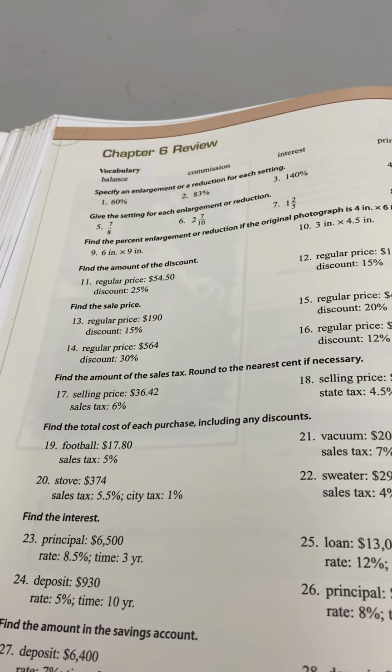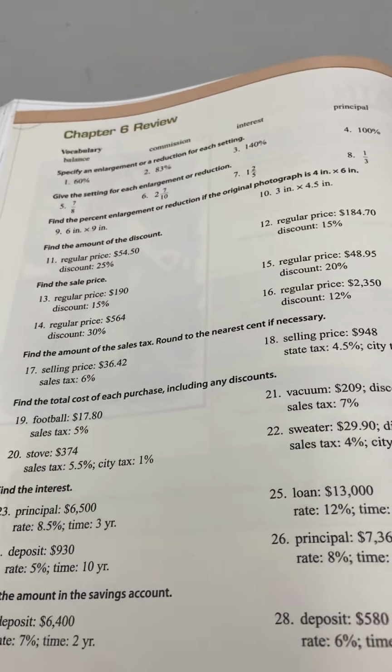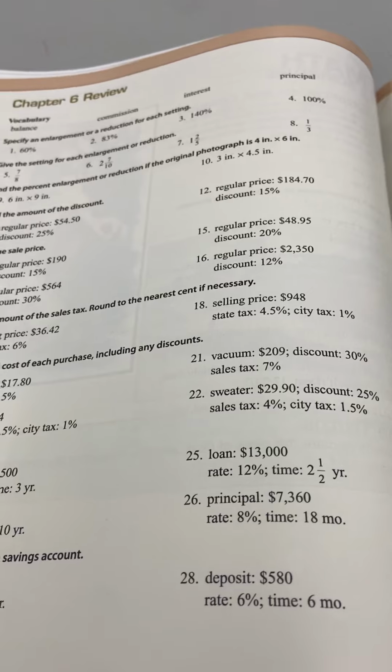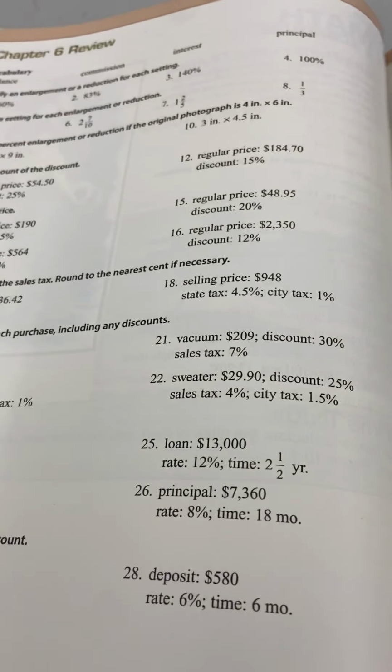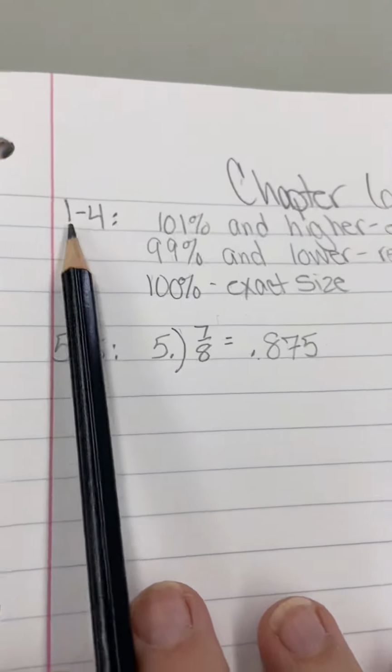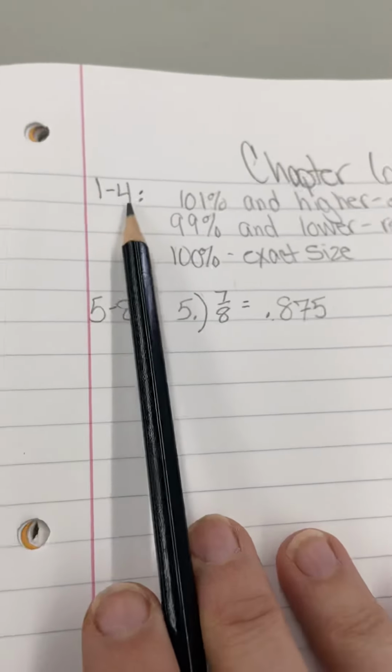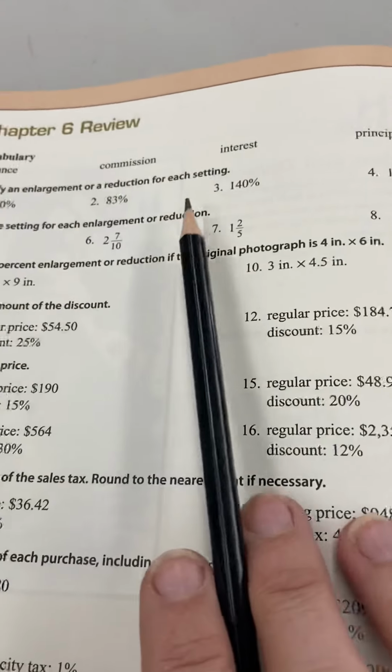I'm just going to help you with the Chapter 6 review, going over what we have learned these last few weeks. For numbers 1 through 4, it says specify if it's an enlargement or a reduction in your setting.